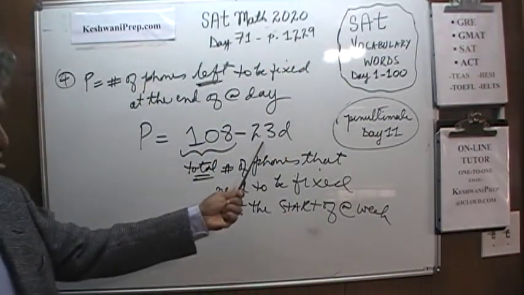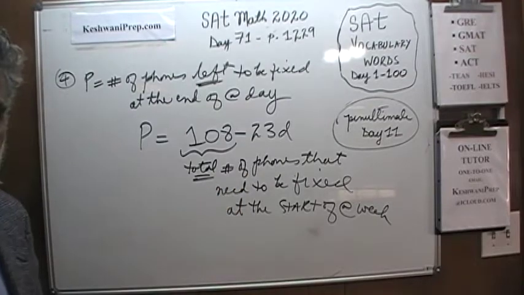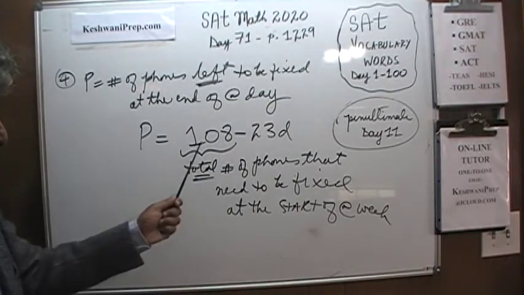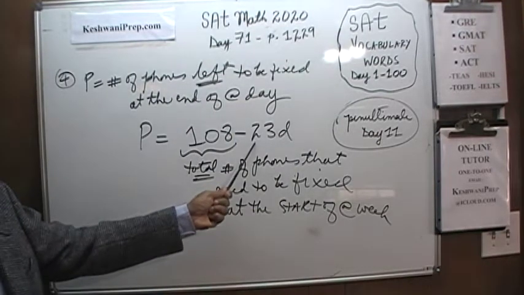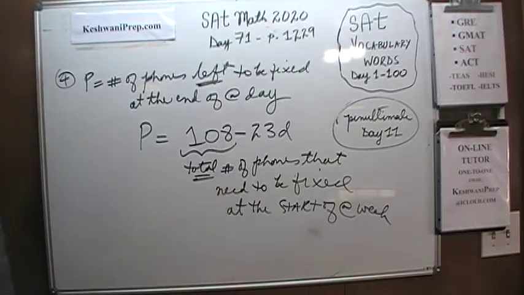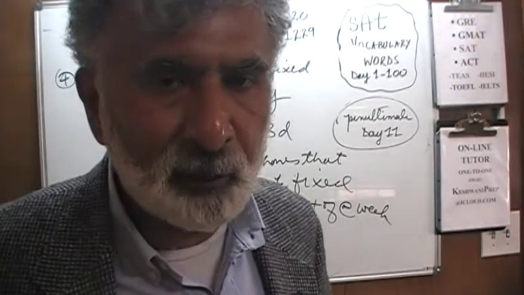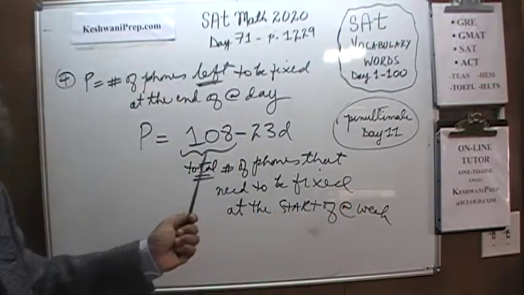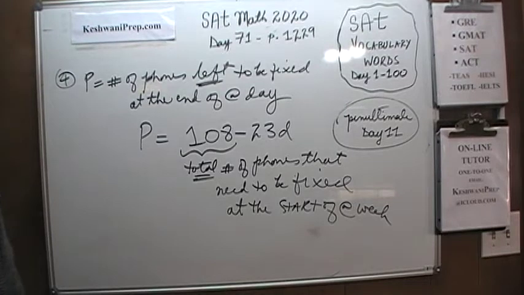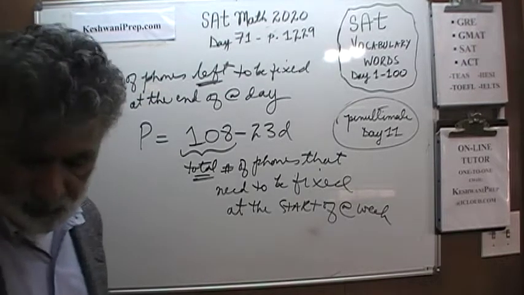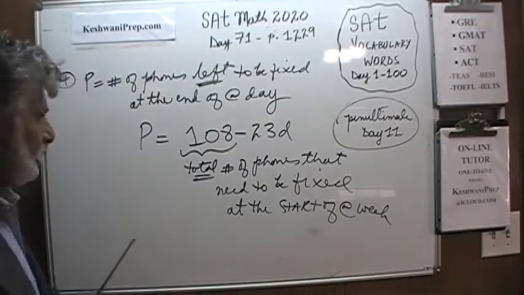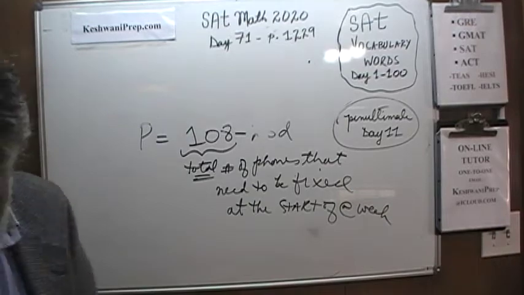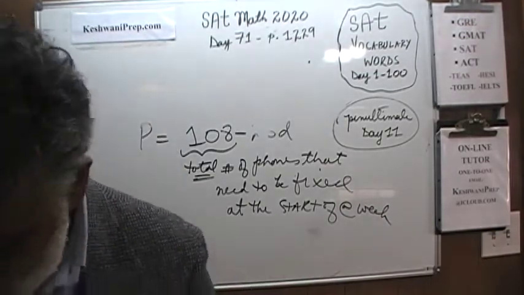What does 23 represent? That tells us how many phones she manages to fix in one day. So at the end of the first day, she still has 108 minus 23 phones left to be fixed. At the end of the second day, she still has 108 minus 23 times 2 phones to be fixed, and so on and so forth. Question was, what does 108 represent? It represents the total number of phones that she needs to fix at the beginning of each week. And that is the answer choice.